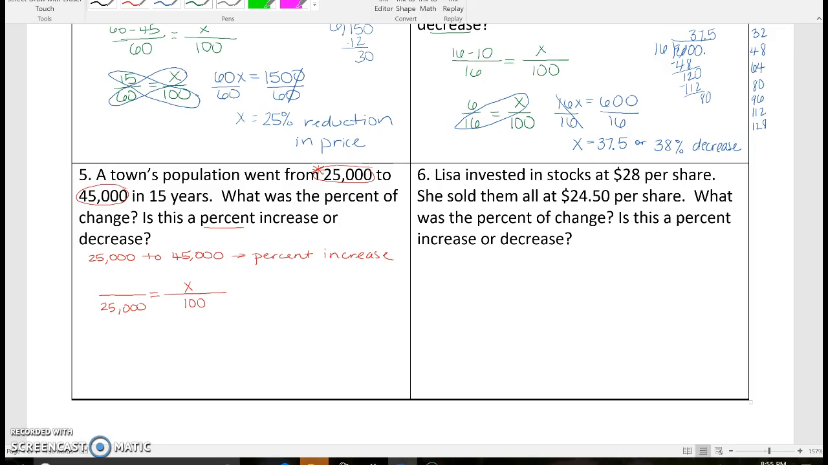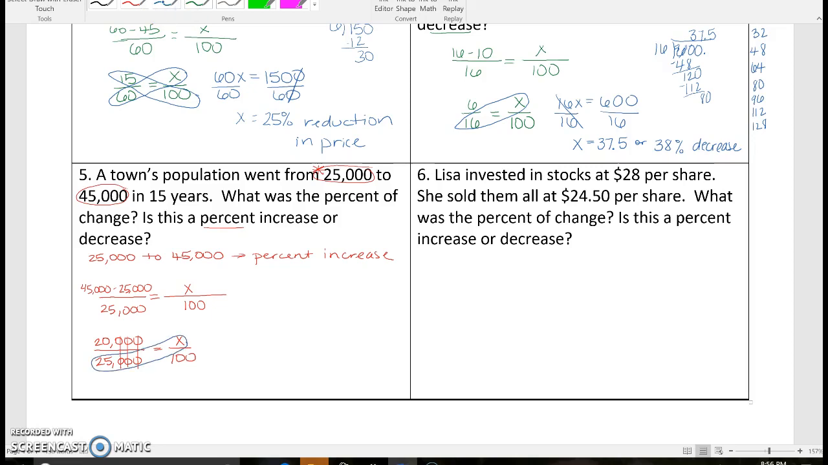And then on top is my change. So my big, 45,000, minus my small, 25,000. So 20,000 over my original equals X over 100. So again here, look at all these zeros. I'm going to divide by 10, divide by 100, divide by 1,000. Now I have 20 over 25. If I divided both numbers by 1,000, that's essentially what I did. Now I can do my cross product.